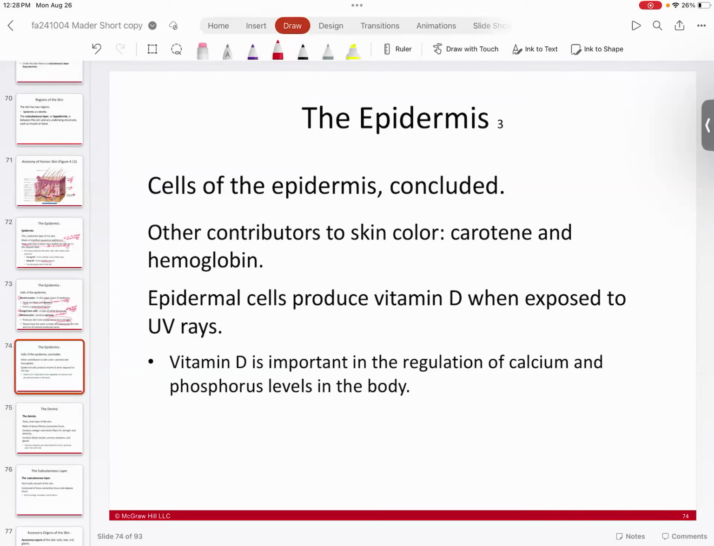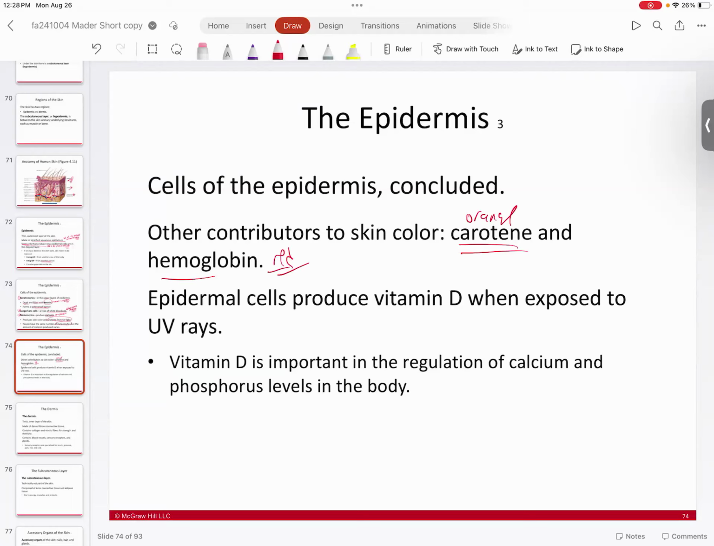So other contributors to skin color other than your melanin are going to be keratin, which is kind of an orangish color, and hemoglobin, which is kind of a reddish color. So those will affect skin color as well.